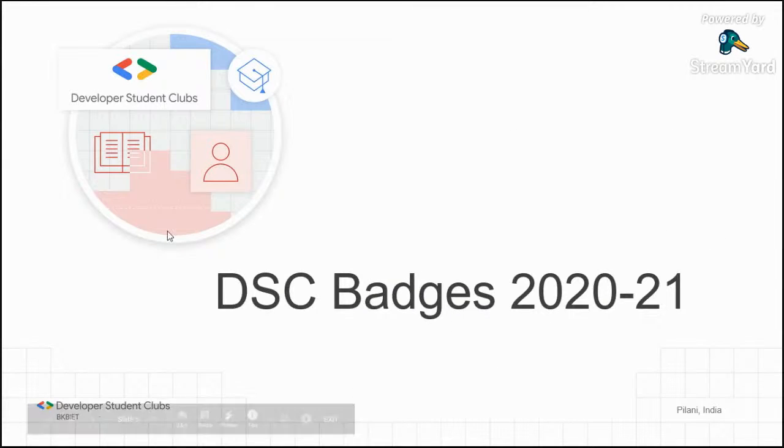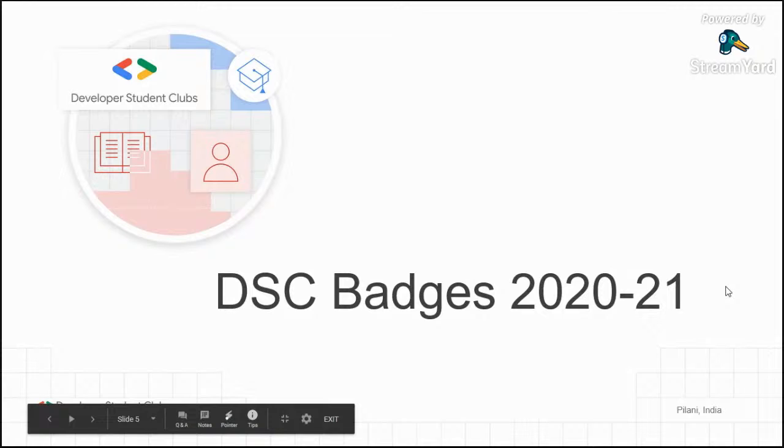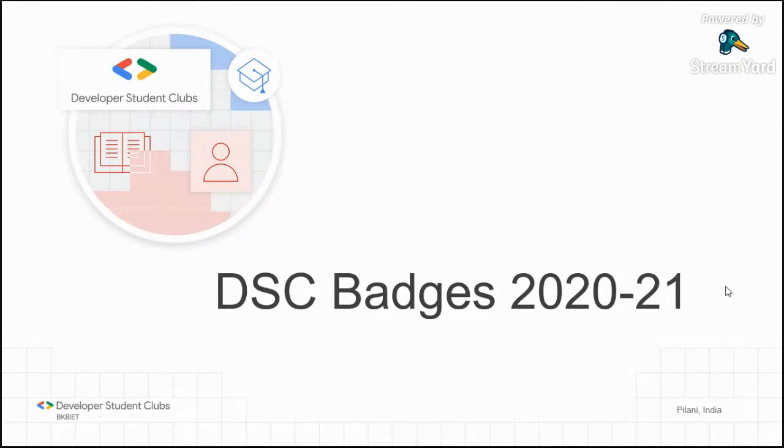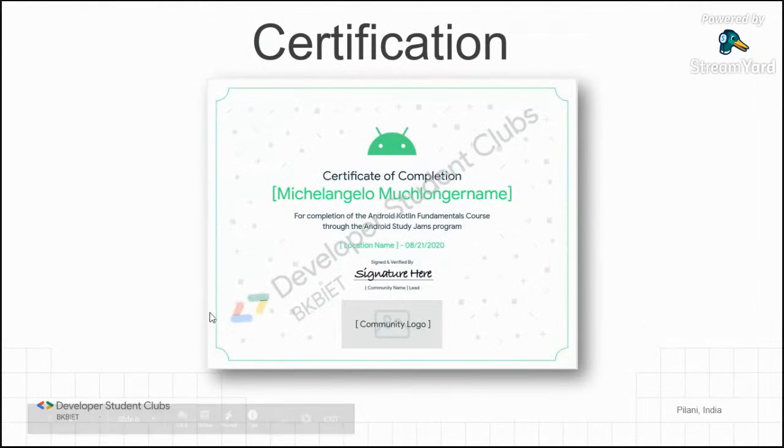And after that, there are the DSC badges. If you are a member, you will get a badge. If you are in a core team, you will get a badge. If you complete a pathway, you will get a badge. And yes, of course, if you complete these Android Study Jams, you will get a bunch of badges. And you can showcase those badges on your social media, so everyone can know that you have read this and done it. Now is the main thing.